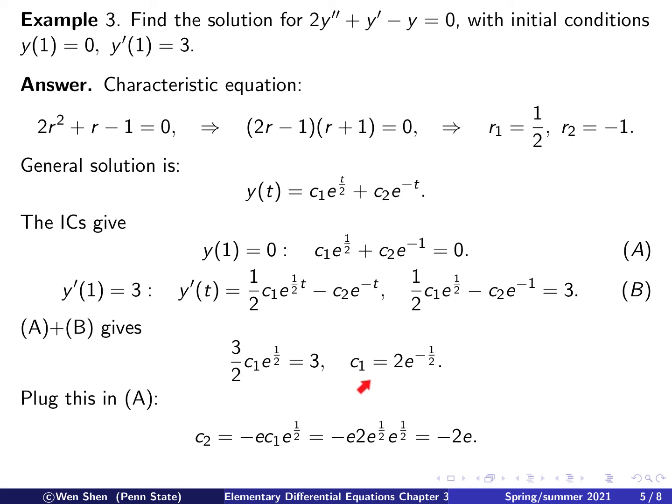And then we can plug this C1 back into any equation, A or B. Let's do it for A, and we can solve for C2. So C2 will be negative e times C1 e to the half. Put in the value of C1, which we just found, I get that. And I can simplify a little bit. Okay, the C1 is 2 times e to the negative half. So I lost a negative sign, so I put it in here. And then these two terms multiply to be 1, I get negative 2e.